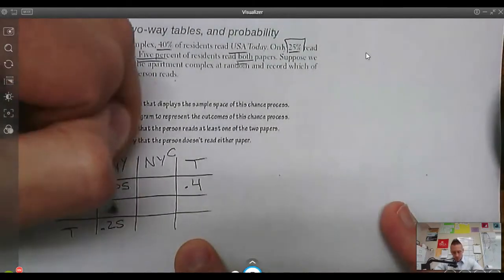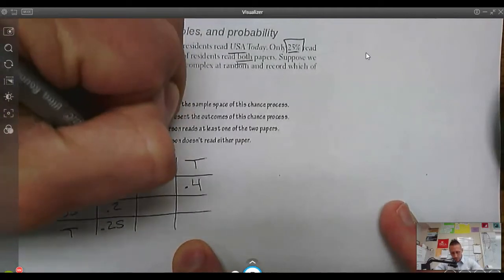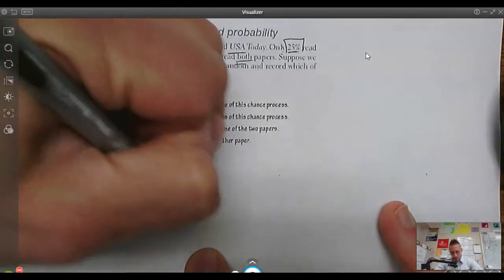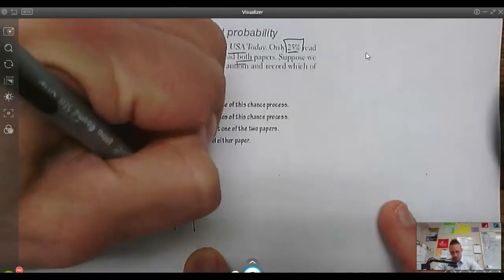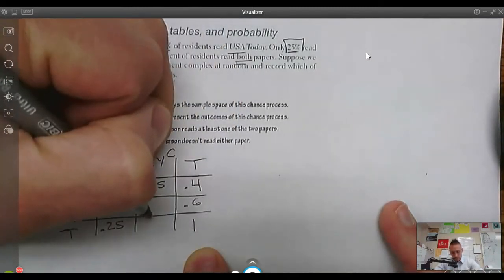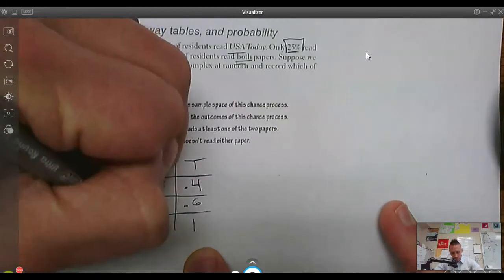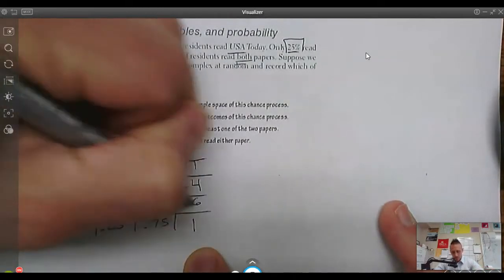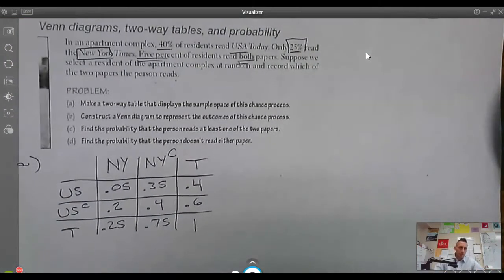So at this point, I know this is 20%, this is 35%. The whole probability has to add up to 1. So if this is 40%, 60%, you could do this a bunch of ways. 25%, this is 75%. 20 plus 40 is 60. That's the table done. So there's a two-way table.